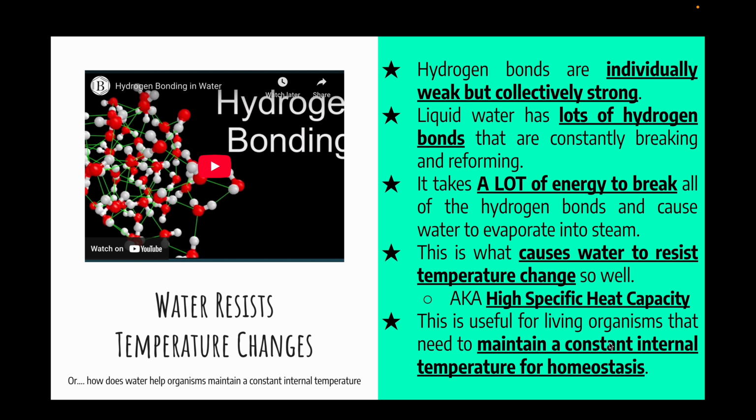Our temperature does change, but not drastically throughout the day, and that's because our body is made up of a lot of water, right? Because our body is made up of a lot of water, our temperature remains relatively stable. We're also going to talk about how that can affect other things like the lakes. But yeah, it helps us maintain a constant body temperature for homeostasis. So even though our external environment is changing, our internal environment is staying relatively stable.